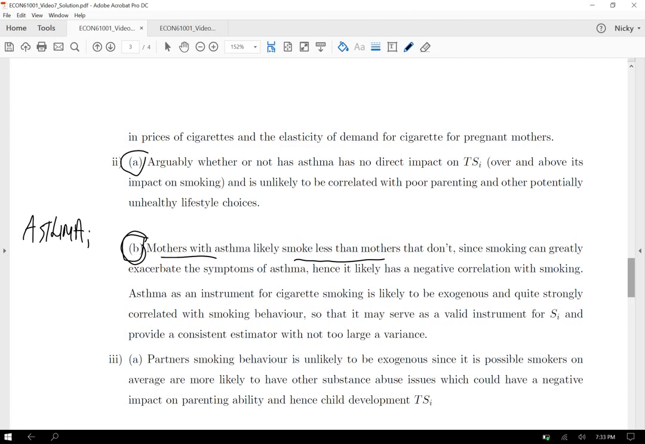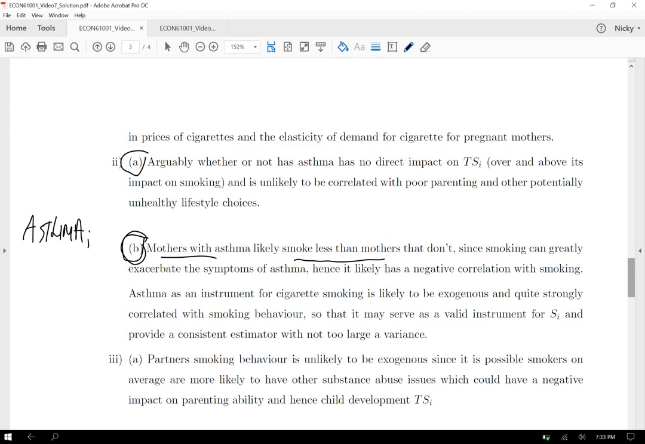So is it likely that there's going to be a relationship between asthma and smoking? Yes, it's probably likely that people who have asthma will probably smoke differently to the ones that don't. So it's likely that whether or not someone has asthma will affect how much they smoke. And it doesn't really matter whether or not it's a positive or a negative effect.